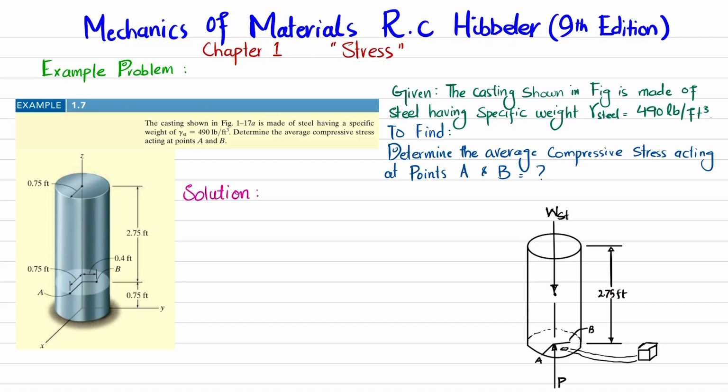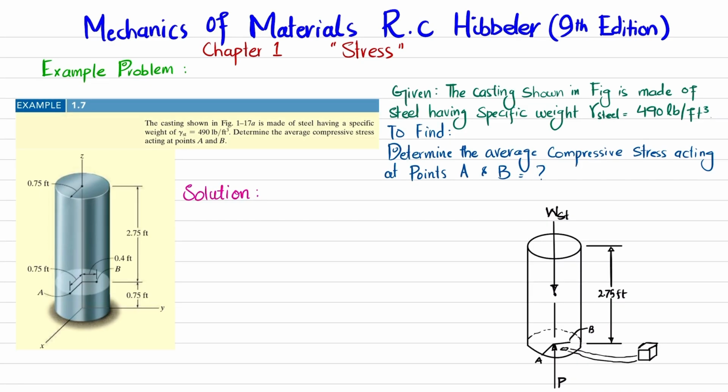So the statement is: the casting shown in figure 1.17a is made up of steel having a specific weight of 490 pounds per cubic feet. Determine the average compressive stress acting at points A and B. You can see this is a cylindrical rod that is cast and made up of steel. At point A and point B you have to determine the average compressive stress at these 2 points. So let's start with the solution.